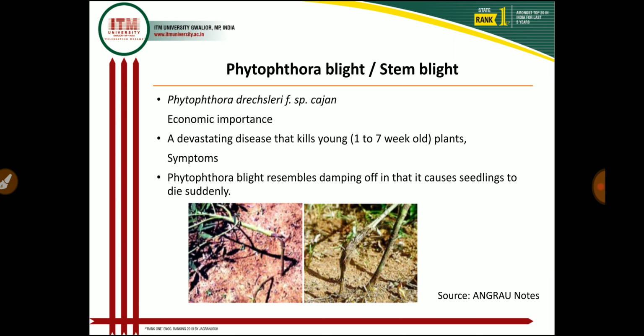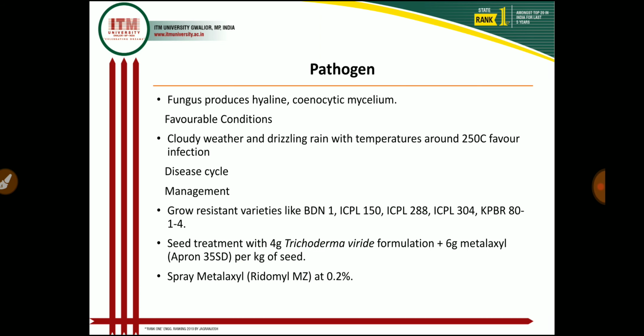Then in pathogen characteristics, the fungus produces hyaline coenocytic mycelium, and the sporangiophores are hypha-like with a swelling on the tip, bearing hyaline, ovate or pyriform, non-papillate sporangia. Each sporangium produces 8 to 20 zoospores, and the oospores are globose, light brown, smooth and thick-walled, and the pathogen survives for a longer period with the help of these oospores.